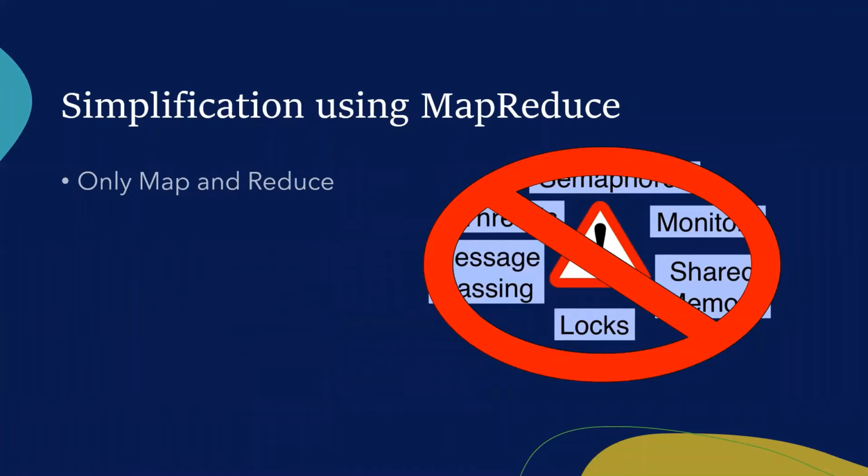The MapReduce programming model greatly simplifies running code in parallel since we don't have to deal with any of these issues. Instead, we only need to create map and reduce tasks, and we don't have to worry about multiple threads, synchronization, or concurrency issues.